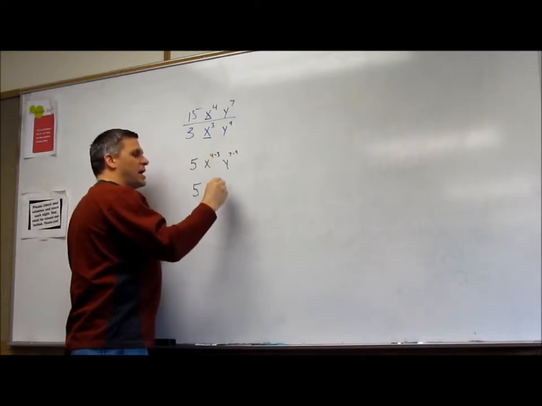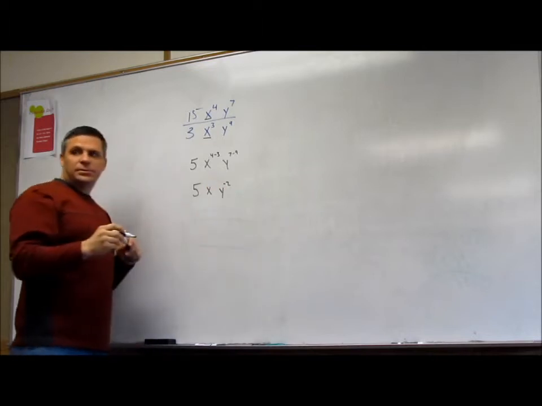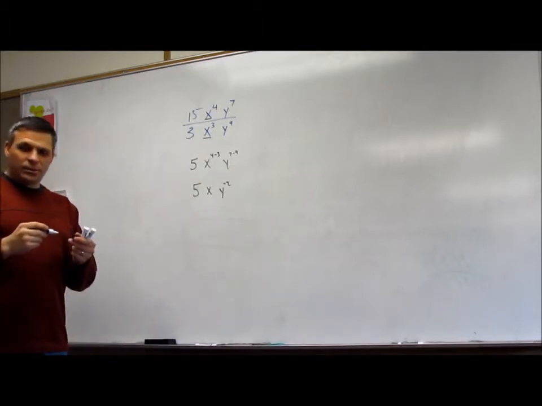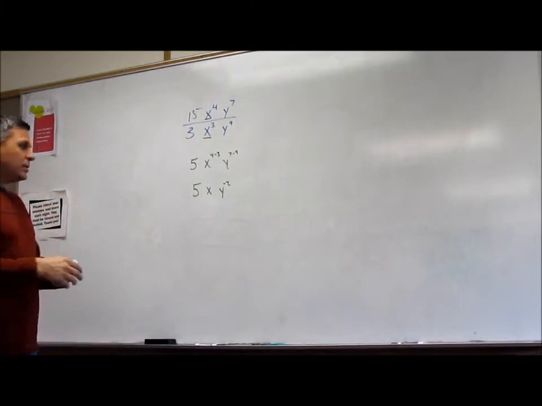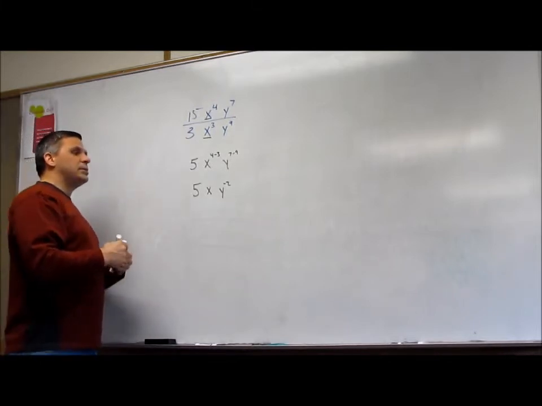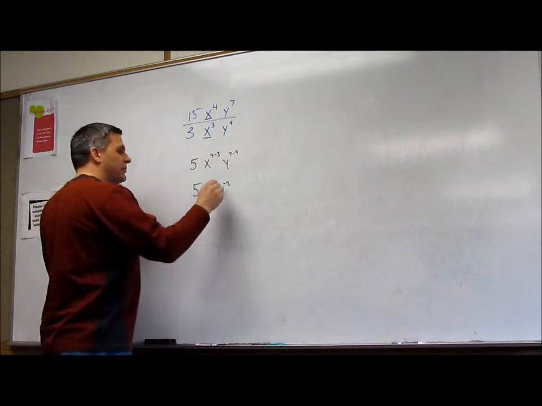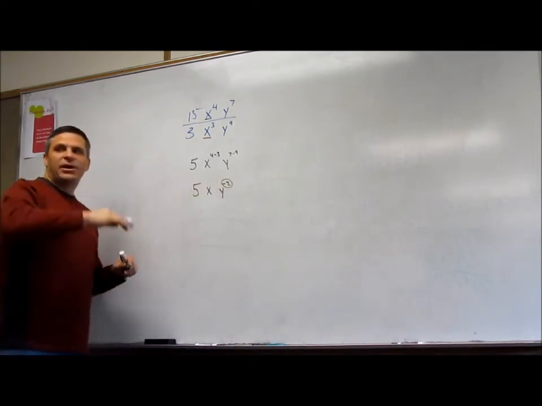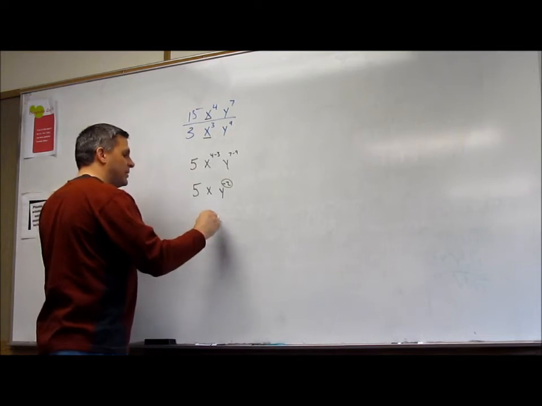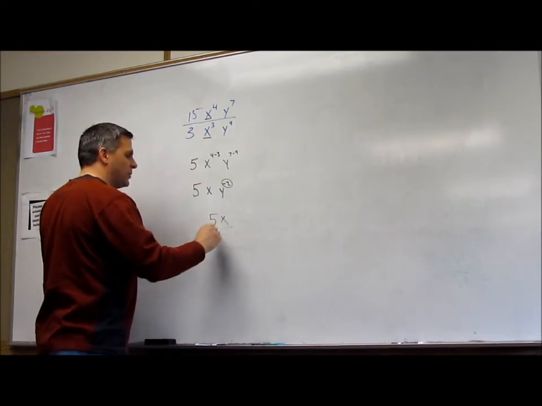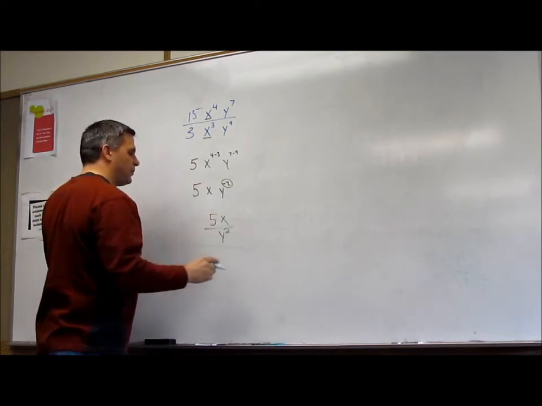times y to the negative 2. Okay? But I can't keep it negative. So now I have to take my negative sign and make it positive by bringing it down below. So I have 5x over y squared.